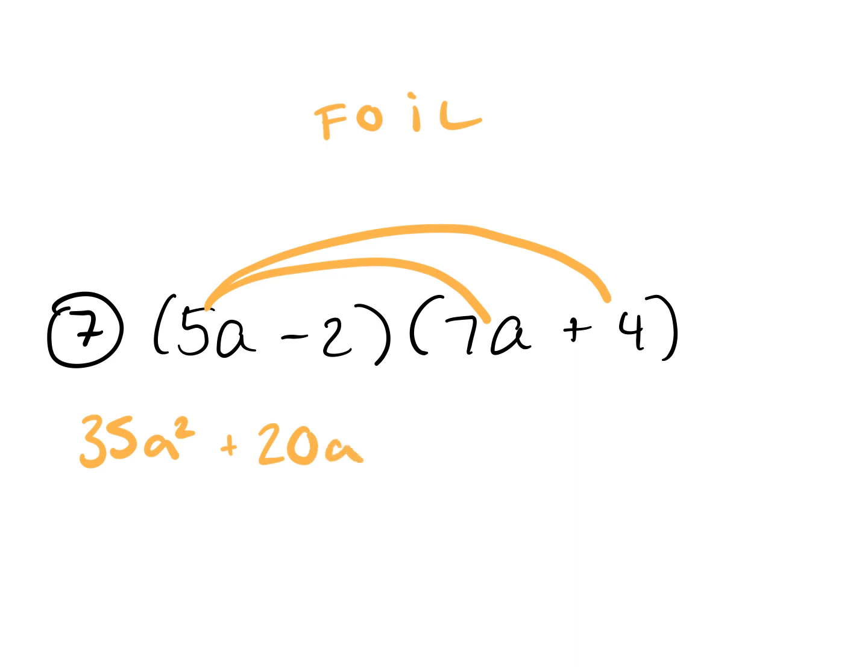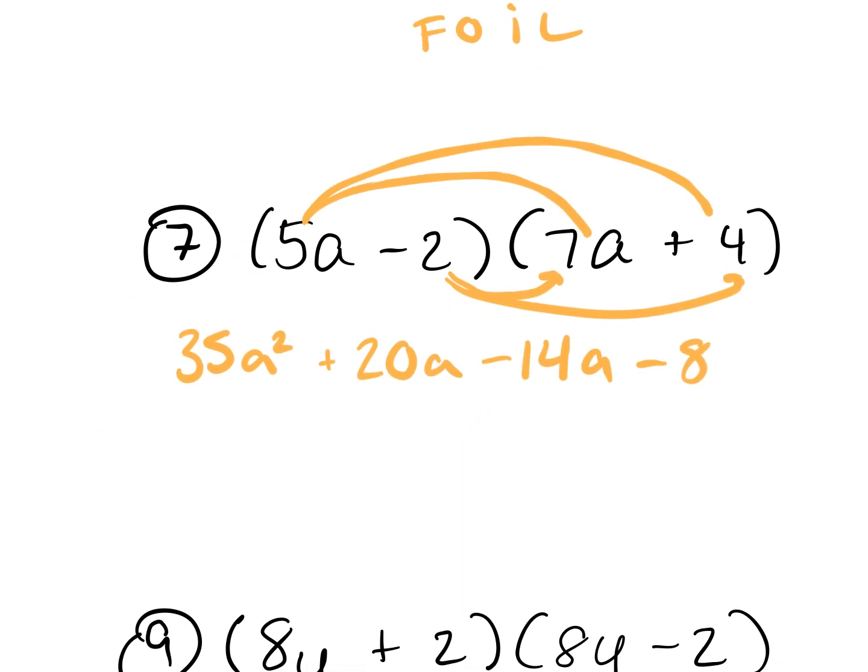20a. Then the inner, what's negative 2 times 7a? Negative 14a. And then the last, what is negative 2 times 4? Negative 8. Andrew, what would I do next? You can combine the a's, so it'd be 35a squared plus 6a minus 8. Awesome. We combine our like terms and then just rewrite it in standard form.